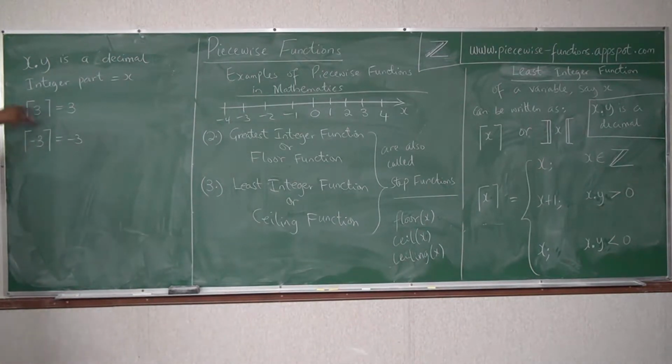Alright, so least integer of 3 is 3, least integer of negative 3 is negative 3. If it's an integer, it's just the value. Least integer of 0 is 0.